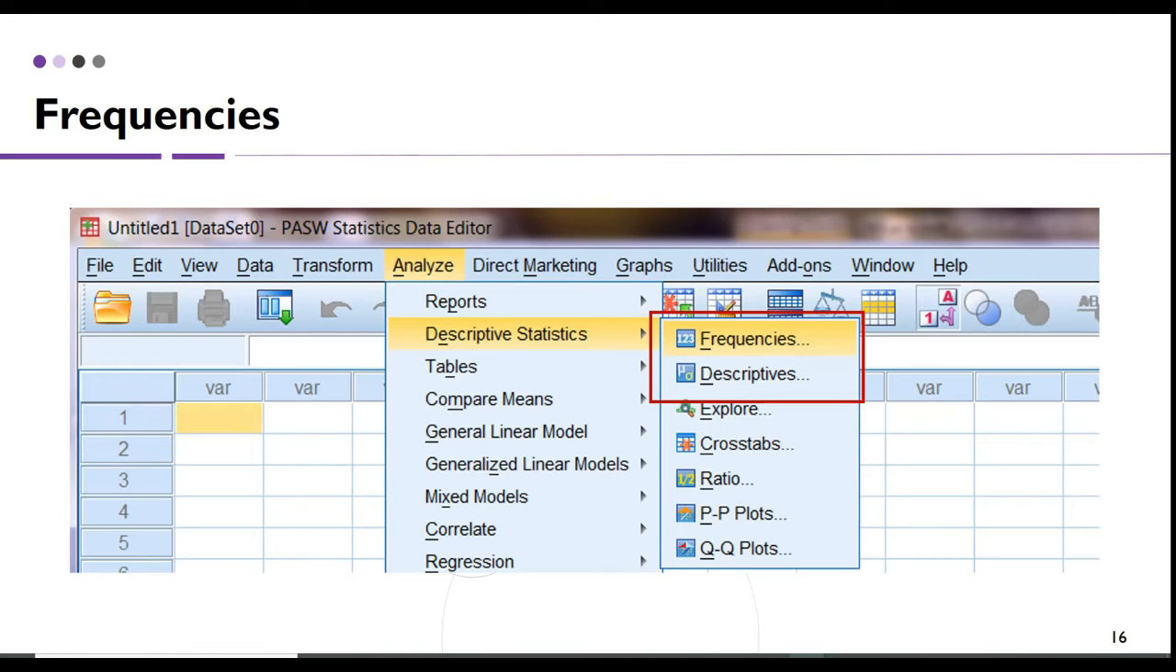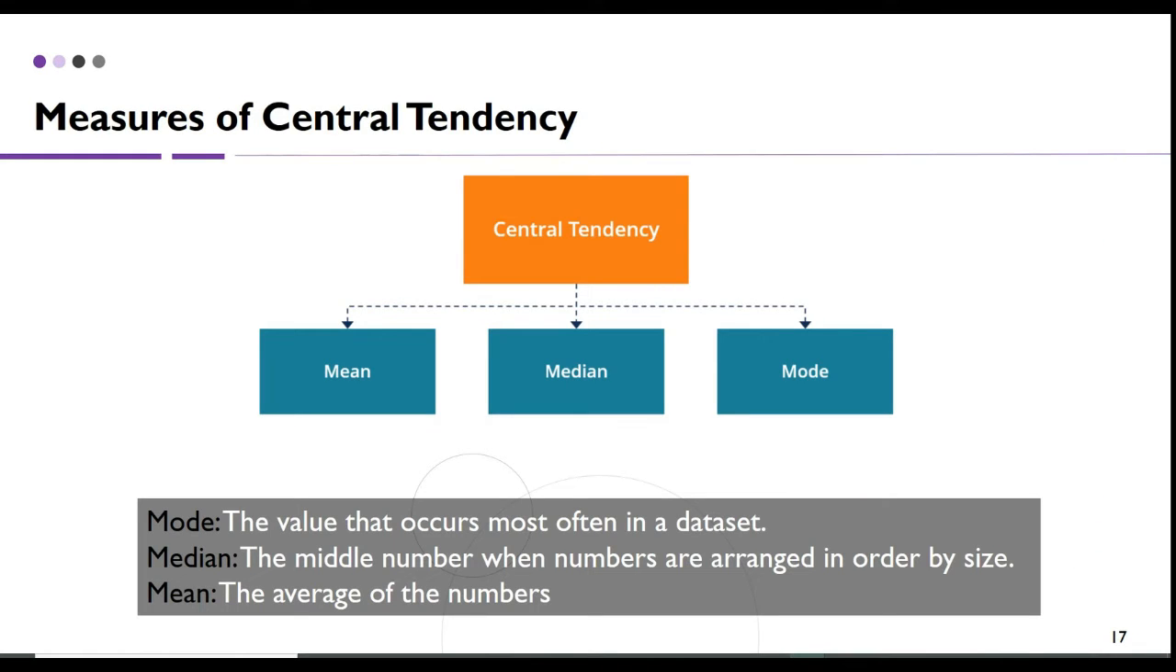In order to run descriptive statistics, we need to go to Analyze, Descriptive Statistics, as you can see over here, Frequencies and Descriptives. We can use both in our descriptive statistics. Measures of central tendency are some terms that we can use in our descriptive statistics.